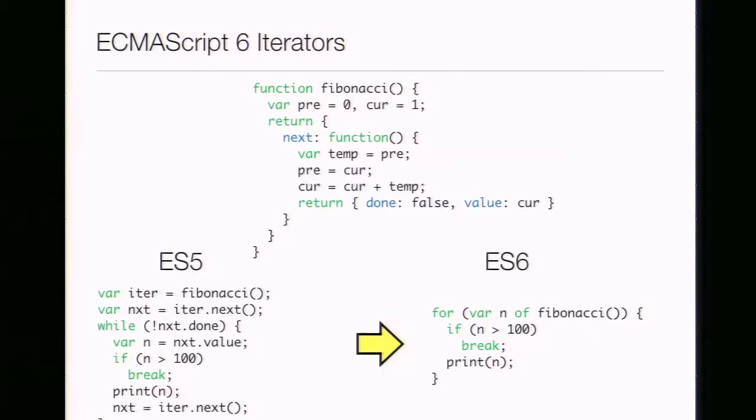It also returns a little flag, a done flag, that tells us whether or not this is the last item in the sequence. Since this is an infinite sequence, I just return false here. It's never going to end. And then the way I can consume that iterator in ECMAScript 5 is I have to explicitly get the iterator, call the next method, and check with a standard while loop whether the done flag is false or not.